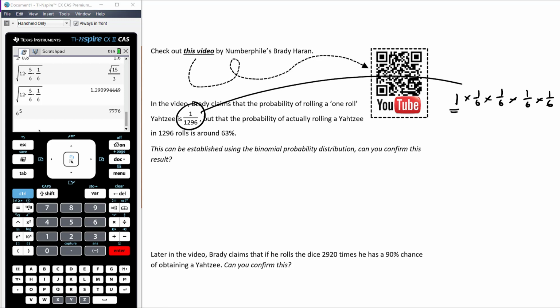It doesn't matter whether you roll a 1, 2, 3, 4, 5, or 6 in the first roll, but then the next roll after that has to match. So there's only a 1/6 probability that it will match. The third die has to match as well, so also a 1/6 probability. Again, the 4th and 5th dice also have to match the original first die.